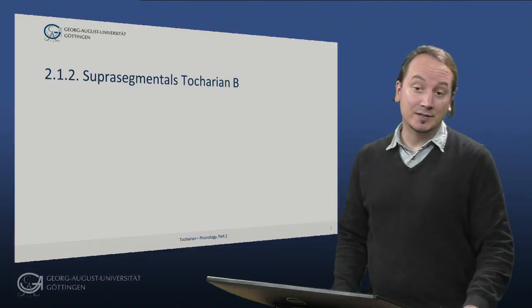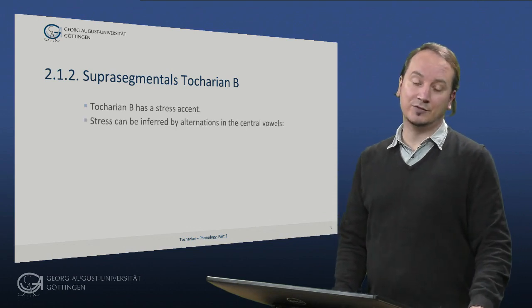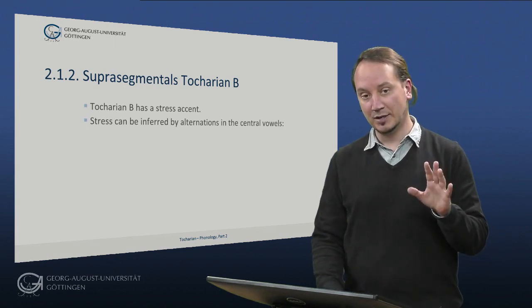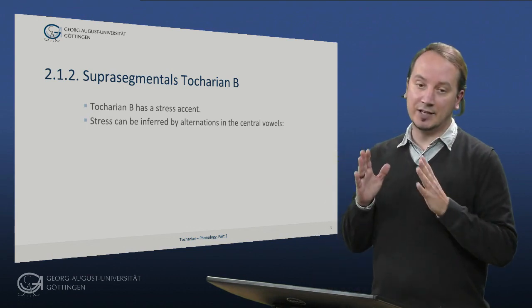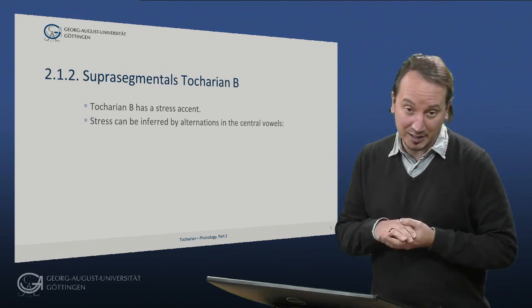Tocharian B has a stress accent. How do we know this? Stress can be inferred from the alternation of the central vowels in classic Tocharian B. Classic Tocharian B is the language on which most of our descriptions of Tocharian B are based.